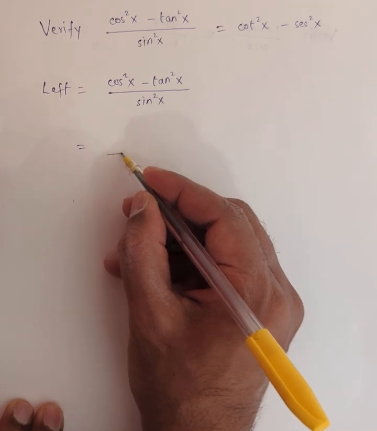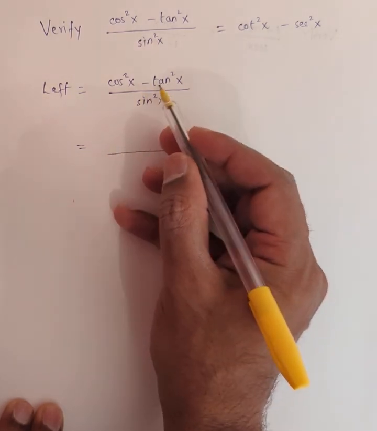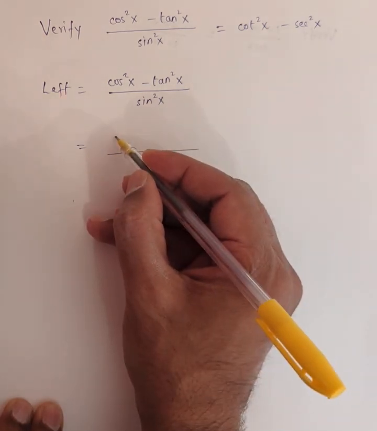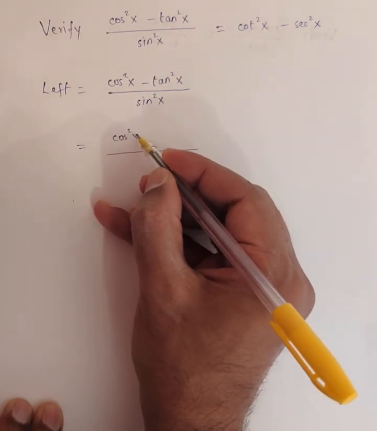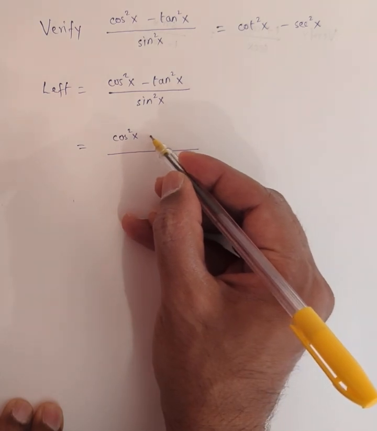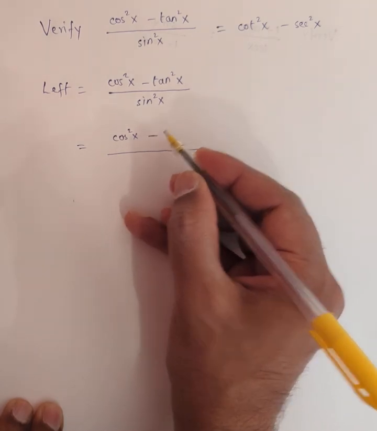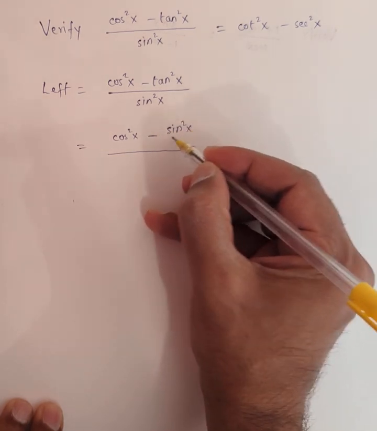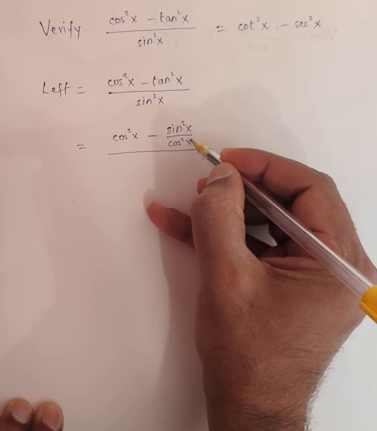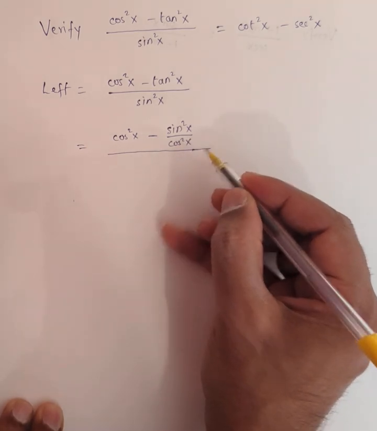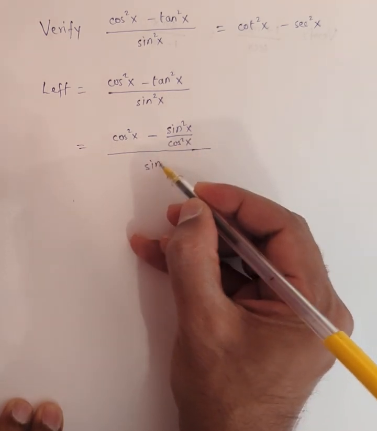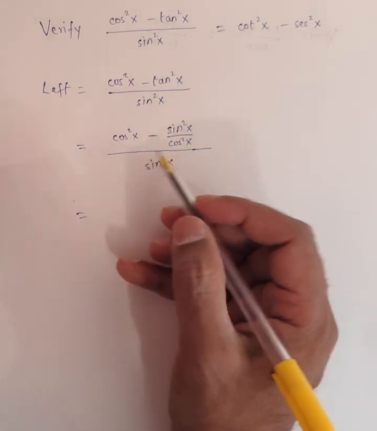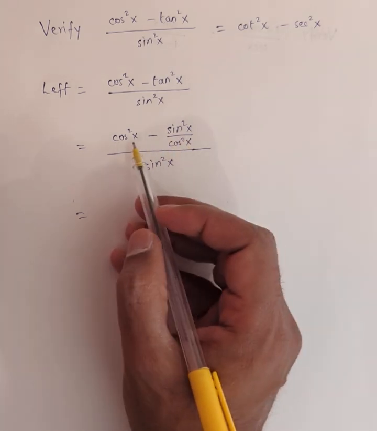So, we want to convert this tan to sine over cosine. So, your numerator is going to be a little bit complicated now. It's going to have cos square x as one term, and then minus there will be a fraction which is sine square x over cos square x. And then your denominator is just sine square x. So notice the numerator has become a little bit complicated. So we have to combine these two fractions.